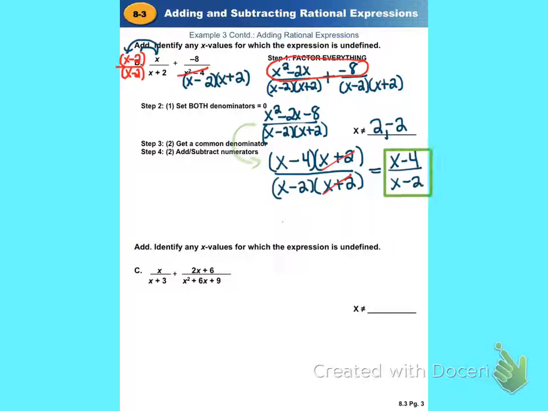Now, that very final step is just like if we had an answer of 3/6 and we reduced it down to 1/2. It's equivalent to x minus 4 times x plus 2 over x minus 2 times x plus 2, but it's in its simplest form when we cancel out any common factors. So that's always something to keep in mind and do a quick check on before you give your final answer.